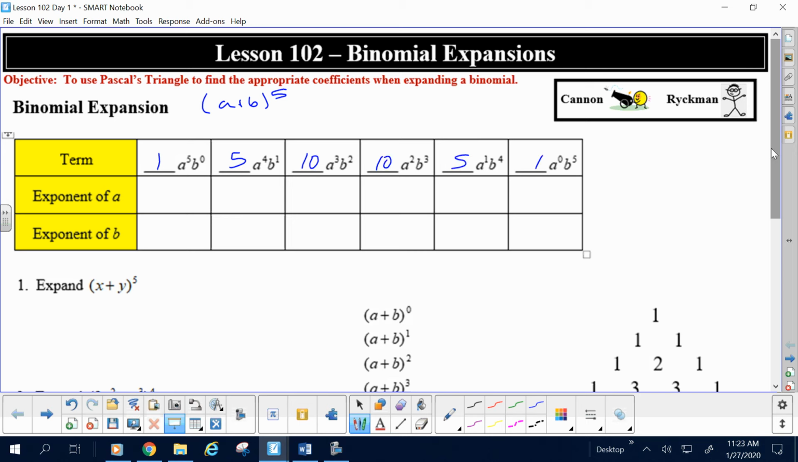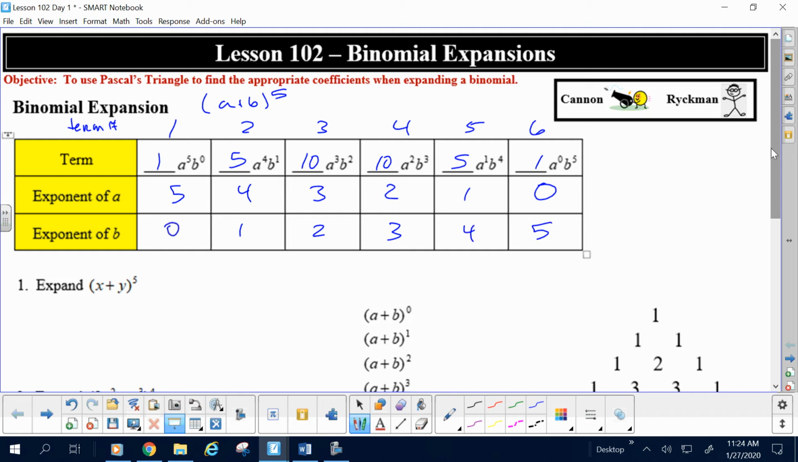Notice as far as the term numbers, there are 1, 2, 3, 4, 5, 6. In a plus b to the 5th, there are actually 6 terms. Now that's because b starts at 0. We'll talk about that in a minute. How many terms would a plus b to the 20th have? 21. Okay, how many terms would a plus b to the 50th have? 51. All right, so there's always one more term than the power. Now, what are the exponents of a as you go? 5, 4, 3, 2, 1, 0. And the exponents of b? 0, 1, 2, 3, 4, 5.